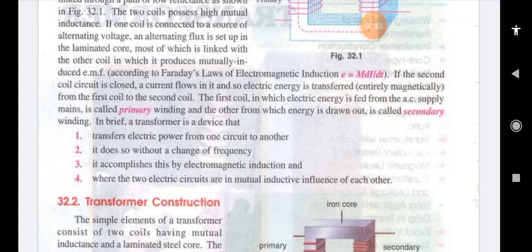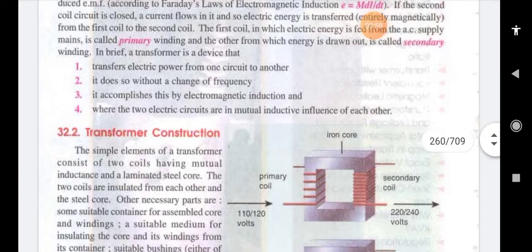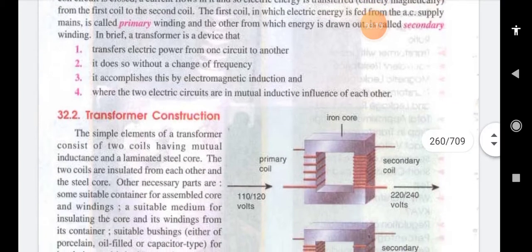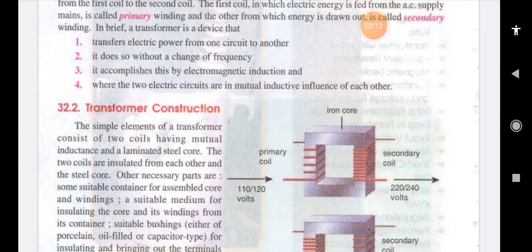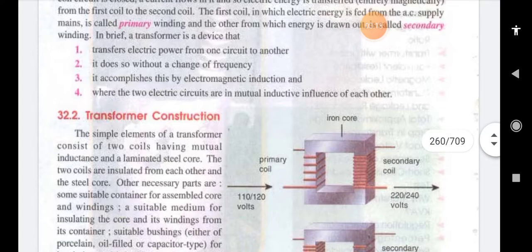The first coil, in which electric energy is fed from the AC supply mains, is called the primary winding, and the other, from which energy is drawn out, is called the secondary winding. In brief, a transformer is a device that transfers electric power from one circuit to another without a change of frequency. It accomplishes this by electromagnetic induction, where the two electric circuits are in mutual inductive influence of each other.